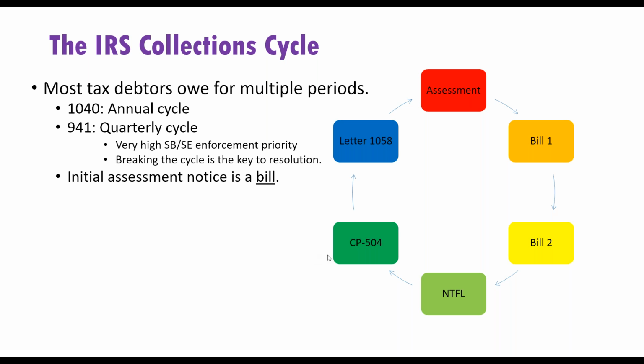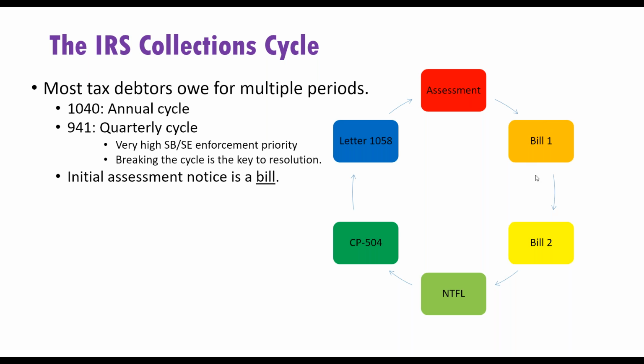30 days after that, you get the first Notice of Intent to Levy, the CP 504, which is also the only required warning indicating that they can take your state tax refund. 30 days after that, if it's in the field, it'll be a Letter 1058. If it comes out of ACS, a service center, it'll be an LT11. That is the final notice of intent to levy.